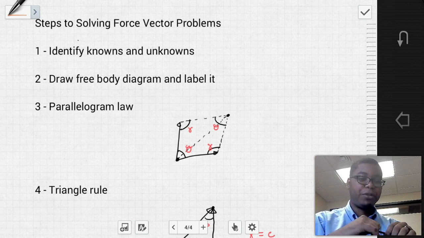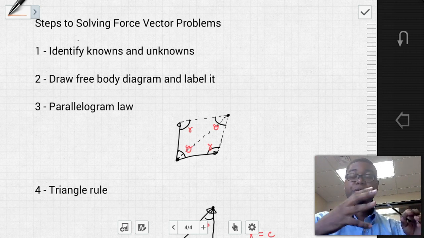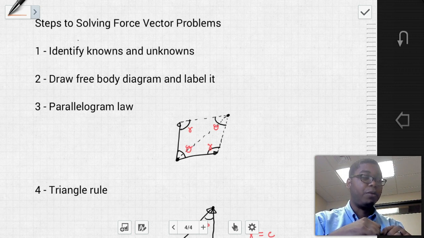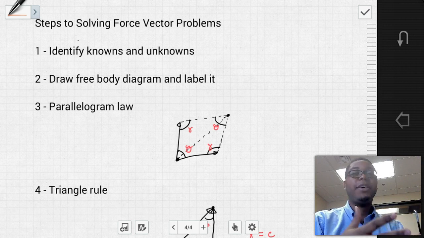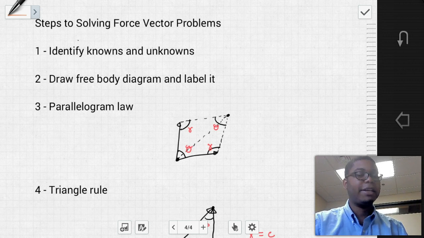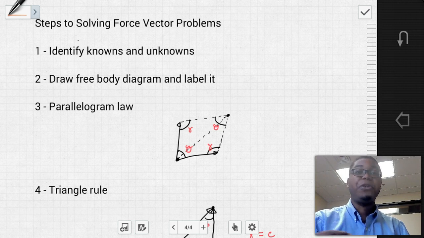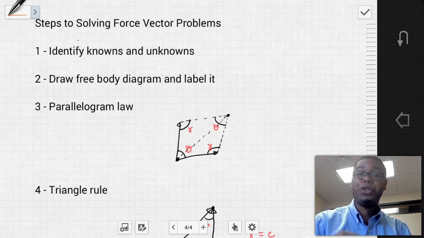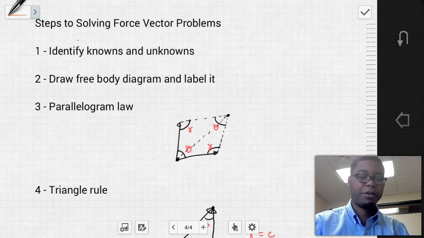The first step is to identify your knowns and your unknowns. So, what is the problem asking me to solve for? What does the problem give me? What are the initial things I'm given? And what do I need to solve for? That's the most important step, because by putting that down, then you know where you're going to go. And as you write and you do your math, you know what direction your concluding equations need to go.